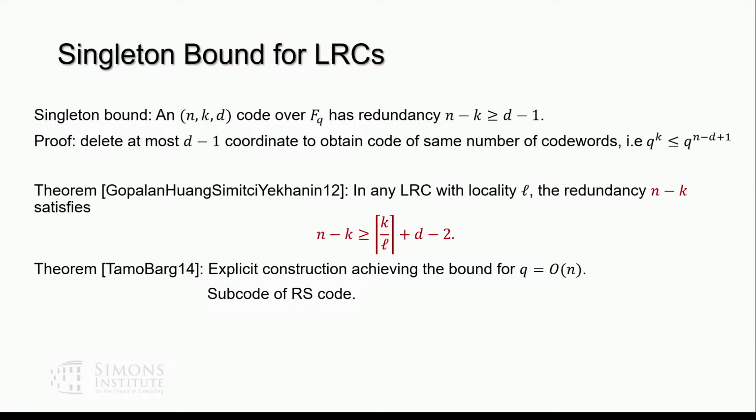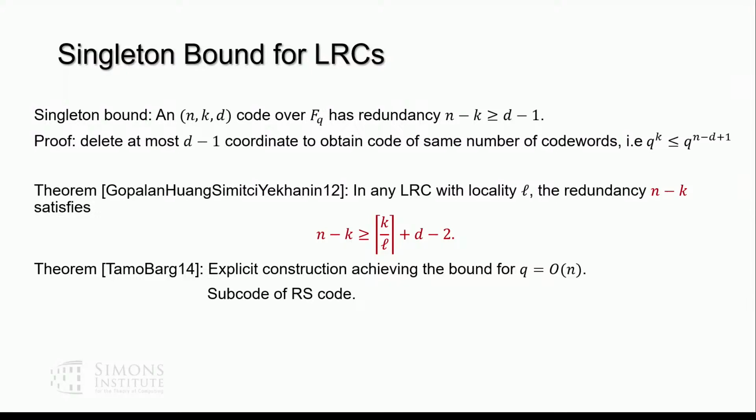So the Singleton bound for LRCs looks as follows. As before, in the classical setting, the amount of redundancy is at least D-1. Here, the amount of redundancy is at least K over L plus D-2. So if you replace L by K, if you don't have any locality, you recover the Singleton bound.